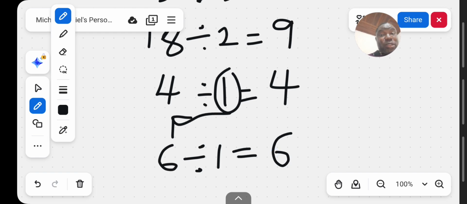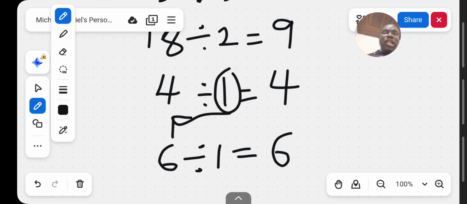You get that? So if you look at all the examples, all you need to do, if you are divided by a number, is ask yourself, that number times what should give you this? So like 18 divided by 2 that you can see up there is 2 times 9 to give you 18. That should be your answer. 4 divided by 1 is 1 times 4 to give you 4. That should be your answer.